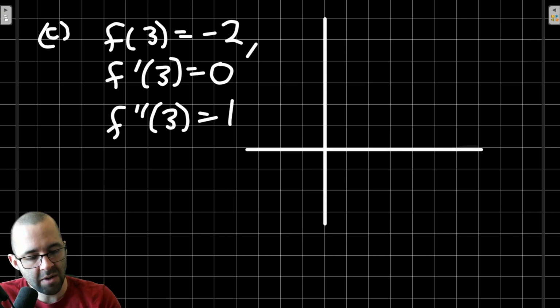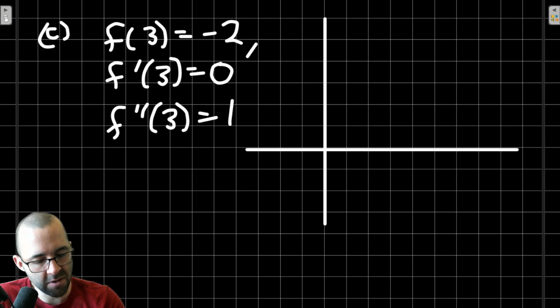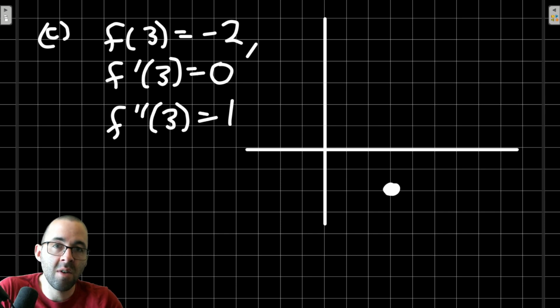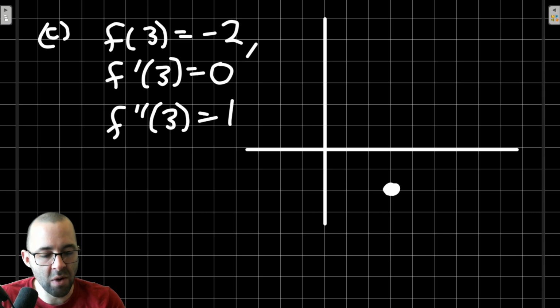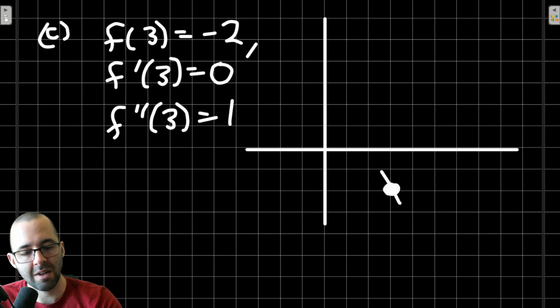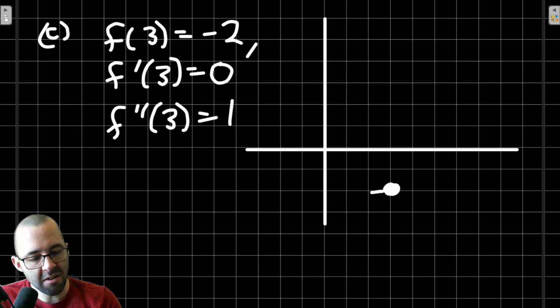So again, we don't really care about negative numbers in the x coordinate. f(3) is equal to negative 2. So we're going to start by drawing that. Good. f'(3) is 0. Remember, f prime, that's the derivative. The derivative of 0 means that very locally, it's flat. If it were a positive number, it would look like this locally. If it were negative, it would look like this locally, going down. But locally, it's kind of flat.